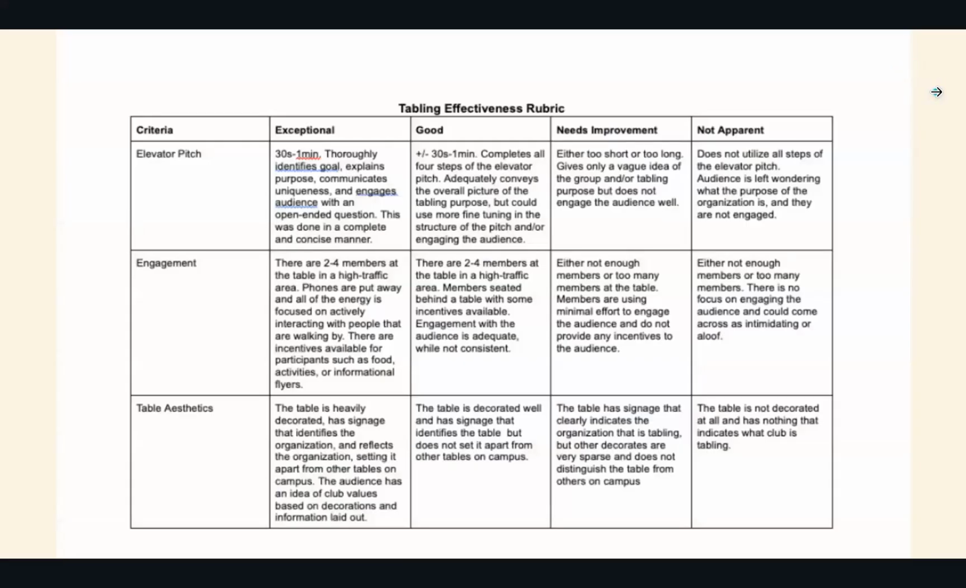Here is our tabling effectiveness rubric. For your elevator pitch, it should be 30 seconds to 1 minute, and that it thoroughly identifies the goal, explains the purpose, communicates uniqueness, and engages audience with an open-ended question. And all of this was done in a complete and concise manner.